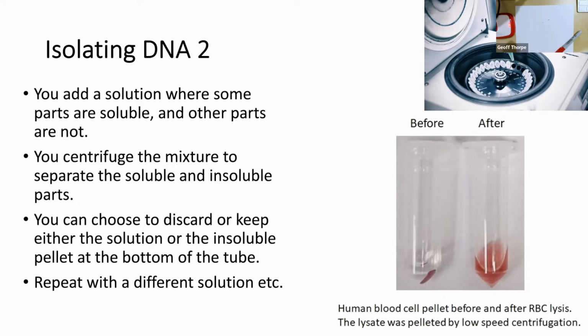Once you've done one round of separating things out, you would then add a different solution and mix it up. In that different solution, you would then have more constituents that would be soluble in the liquid, and other parts that are insoluble. You would centrifuge that again, decide which part you're going to keep and which part you're going to throw out, add another solution. So you'd keep repeating that until you'd be left with only one thing. And in this case, the DNA.